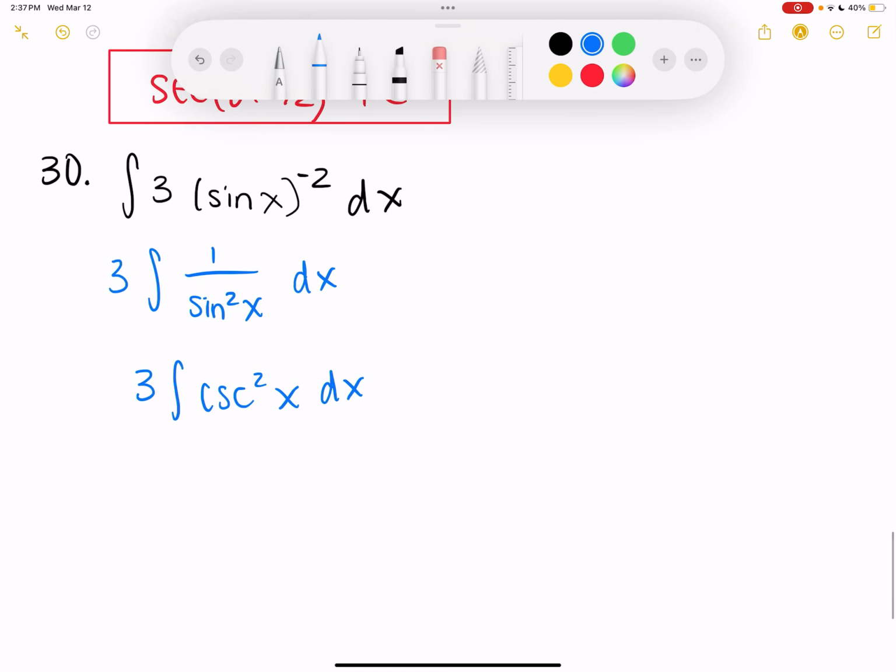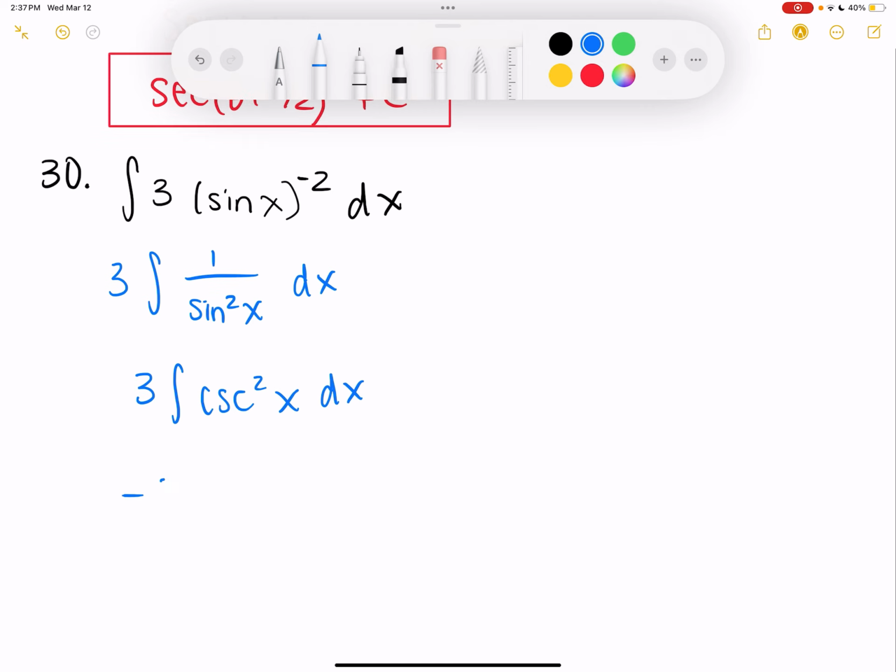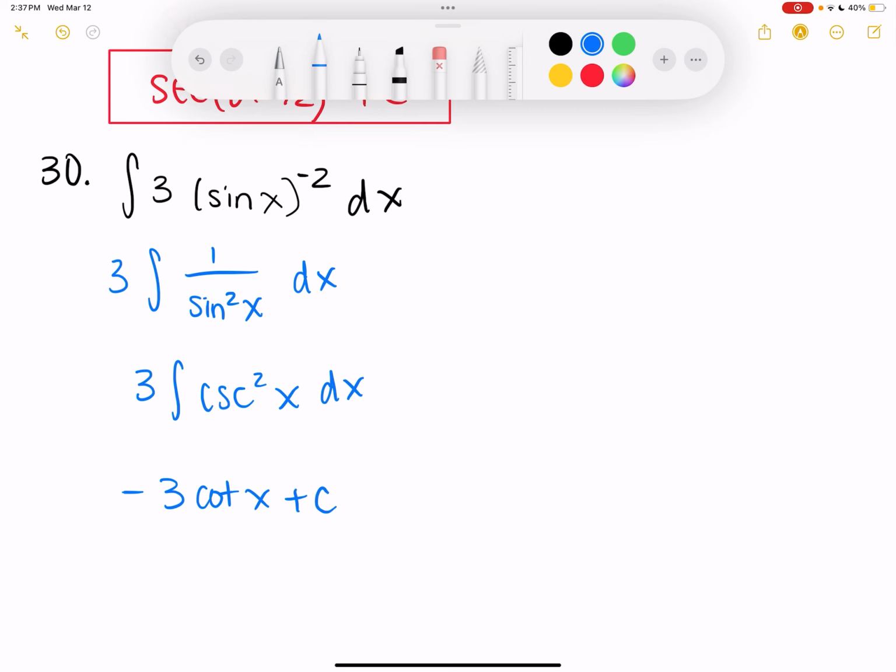And what is the antiderivative of cosecant squared of x? Negative. Yep, so this will be negative 3 cotangent of x plus c.